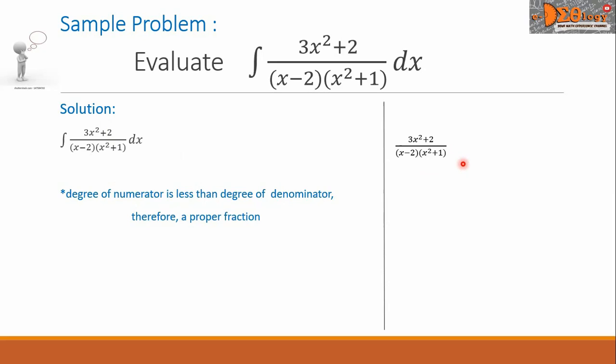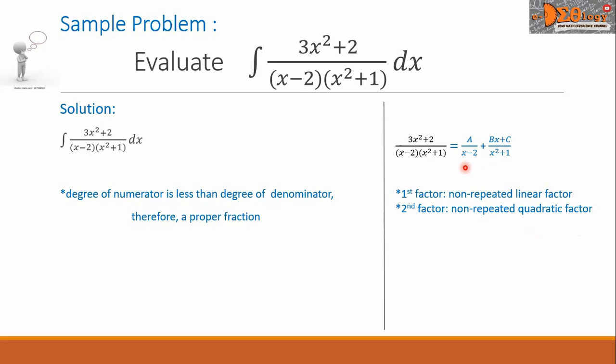Analyzing our denominator, we can see that the first factor is a non-repeated linear factor, while the second is a non-repeated quadratic factor. Resolving this now into partial fractions, we will have A over the first factor x minus 2 plus Bx plus C over the second factor x squared plus 1.